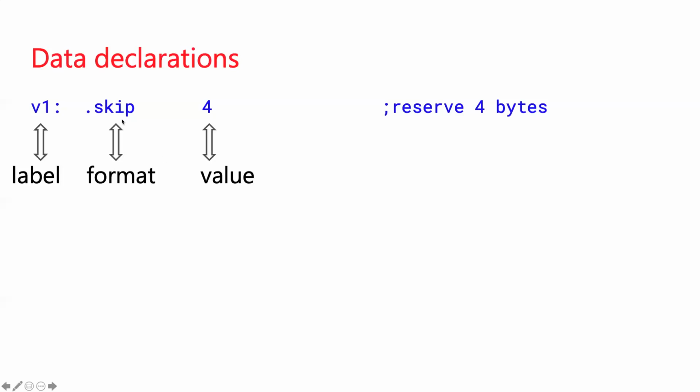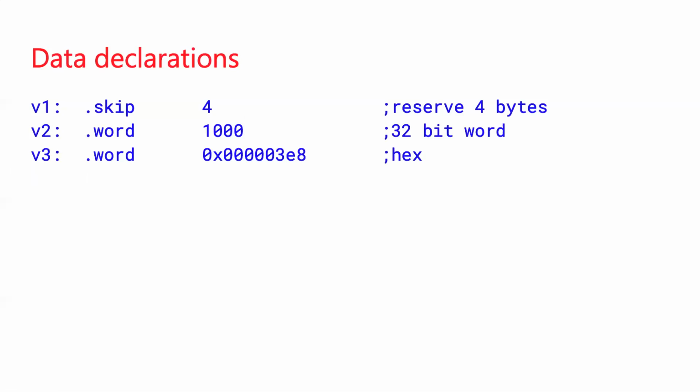So you can think of this .skip as leaving a 4-byte gap between the V1 label and the next label, which we're going to put in on the next slide. So you can think of that as reserving 4 bytes of space, the size of a word on ARM, but one that we don't need initialized to a particular value. If you want to initialize your data items, you can initialize them as words.